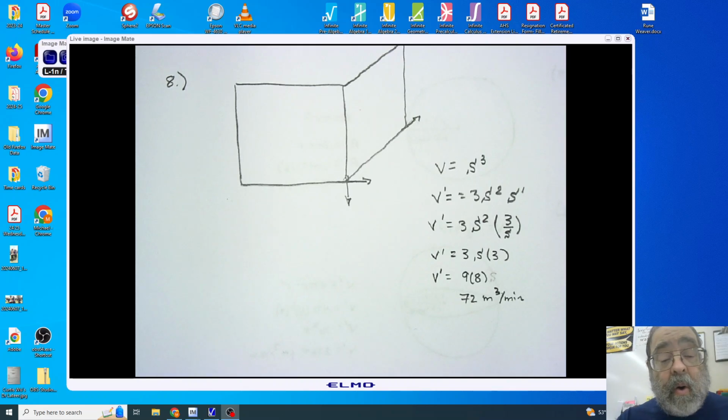So once again, my goal was just to go through and show you the process for using related rates in hopes that this helps you with this coming week's quizzle.